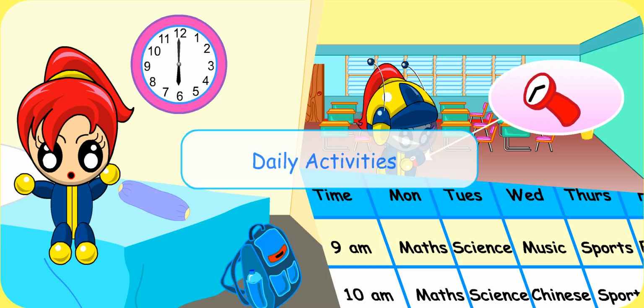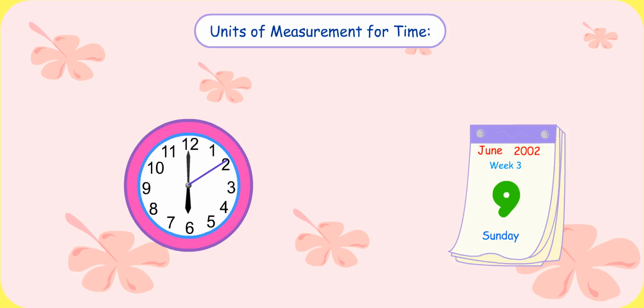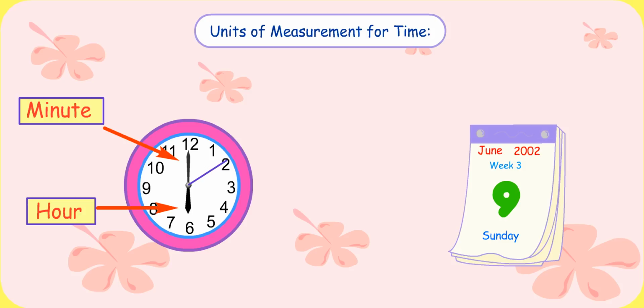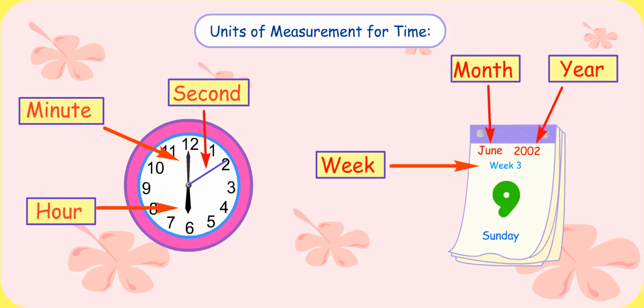You're right. What you have said are the daily activities that you do. That's great. But time isn't just about the activities that you had mentioned. What do you mean, teacher? Basically, we have to learn about the units of measure for time in order for us to read and tell time, as well as to calculate time. The units of measure for time include hour, minute, second, year, month, week, and day.